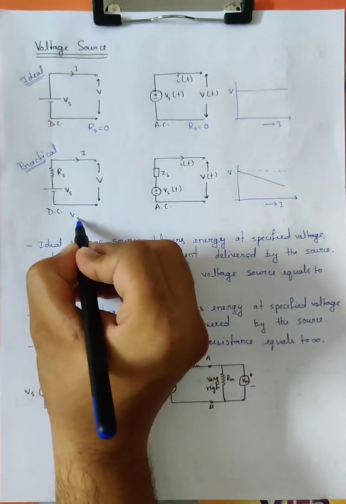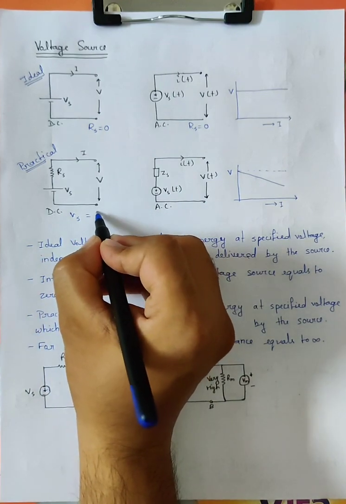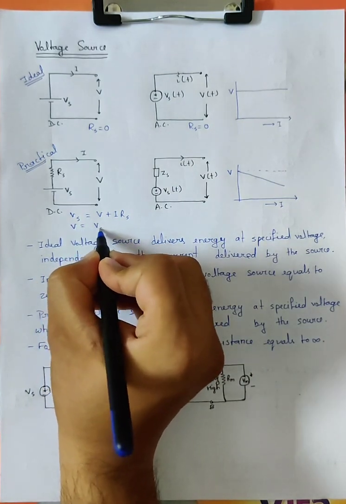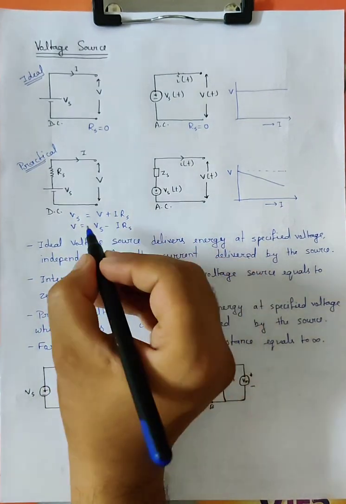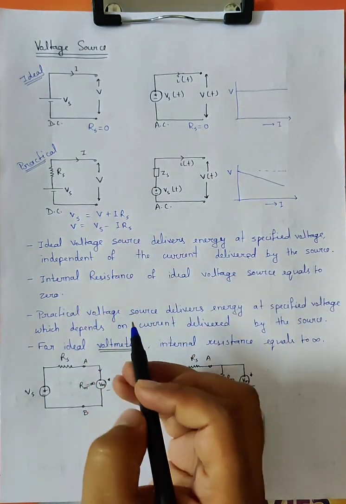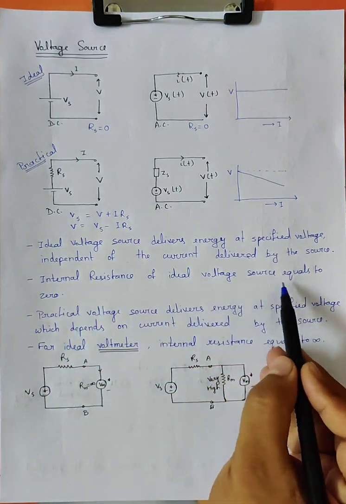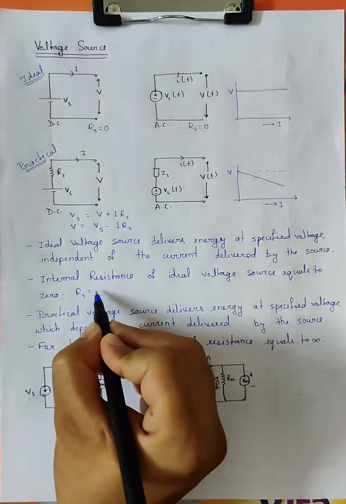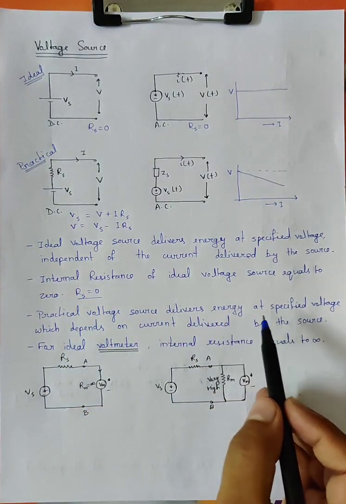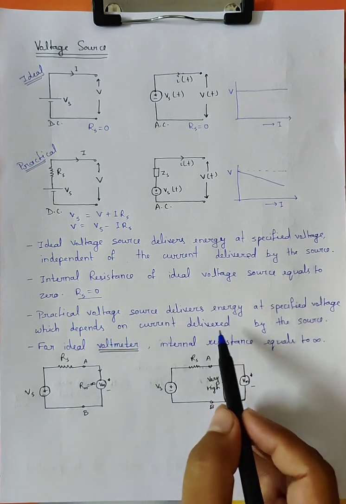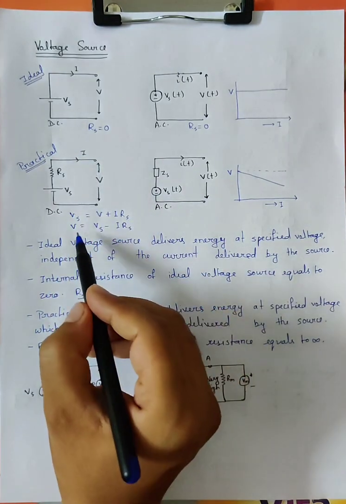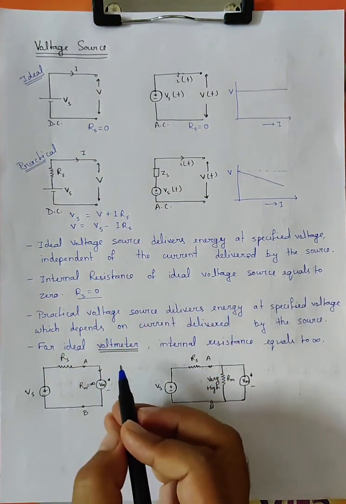For this, Vs is equal to V plus I Rs. So V will be equal to Vs minus I Rs. So the terminal voltage will decrease with increase in value of I. Internal resistance of ideal voltage source equals 0. Rs is equal to 0. We have already discussed: a practical voltage source delivers energy at a specified voltage which depends on the current delivered by the source. It is dependent upon the current delivered by the source, I. V is equal to Vs minus I Rs.